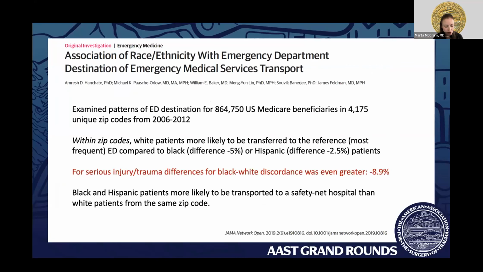This paper examined EMS transport destination of Medicare patients and found that even within zip codes, EMS transported white and Black patients to different hospitals. And even more surprisingly, for serious injury or trauma, where again, we would expect geography to direct the patient to the nearest trauma center, the discordance in destination for Black and white patients approached 9%.